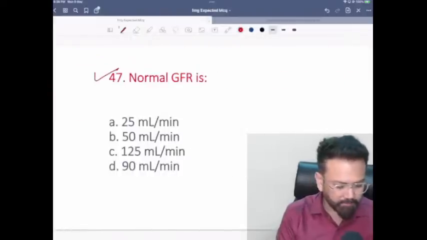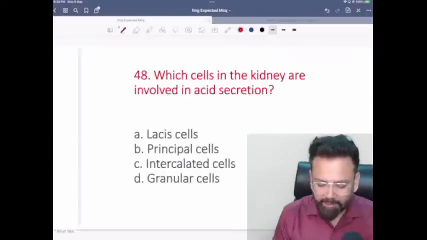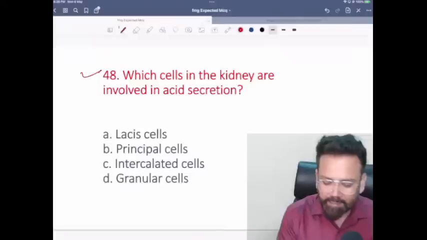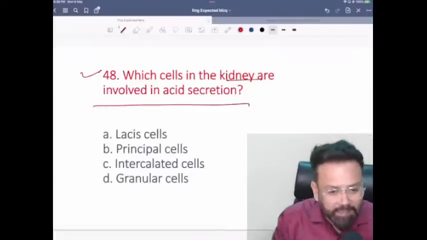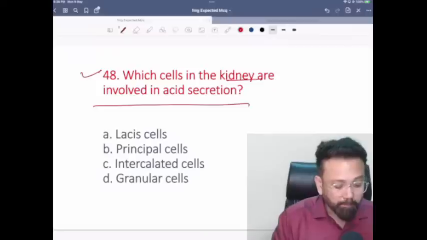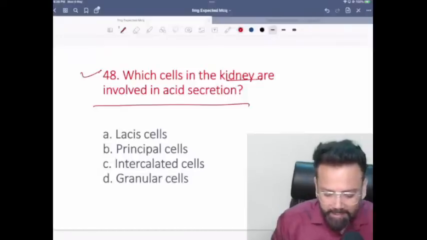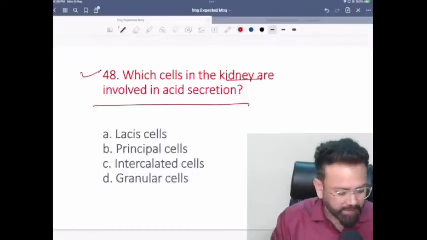Normal GFR 125 ml per minute, one liner. Which cell in the kidney are involved in the acid secretion? Pituitary gland, yes, of course, but maximum they are asked, and maximum vitamin C is in the adrenal cortex. Which cell in the kidney are involved in acid secretion?